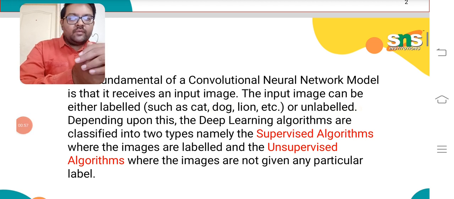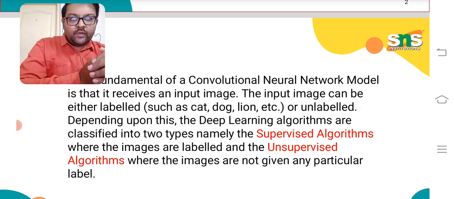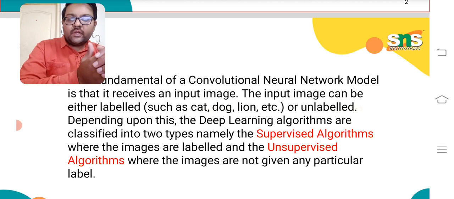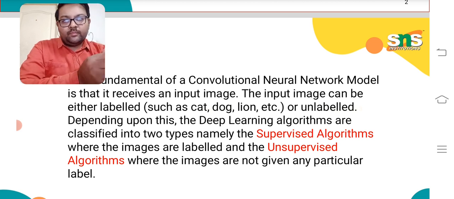What is the basic of the convolutional neural network model? The image is the input. The image can be labeled, such as cat, dog, lion, or it can also be unlabeled, in the case of unsupervised learning. Depending upon this, we can use a supervised or unsupervised learning algorithm. If the images are labeled, we can use the supervised learning algorithm, and if the images are unlabeled, then we can use the unsupervised learning algorithm.